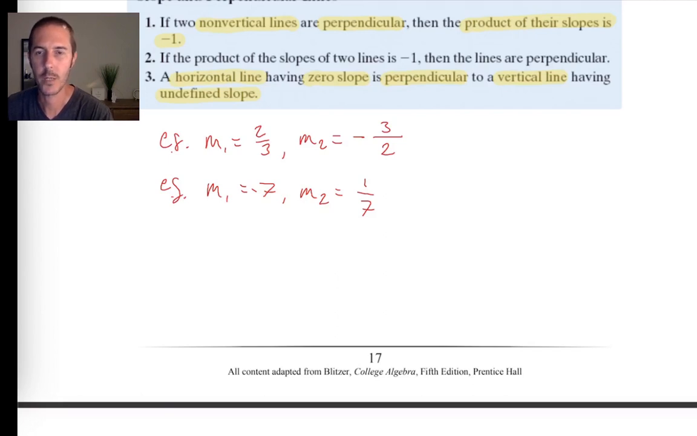If one of your lines is horizontal and one of your lines is vertical, then those two lines would also be perpendicular. So a horizontal line with a slope of 0 and a vertical line with an undefined slope don't so much have a product of slopes that's equal to -1, because multiplying by undefined would be strange. So just realize that if you have a horizontal and a vertical line, then those two lines are going to meet at a right angle, which means that they are perpendicular.